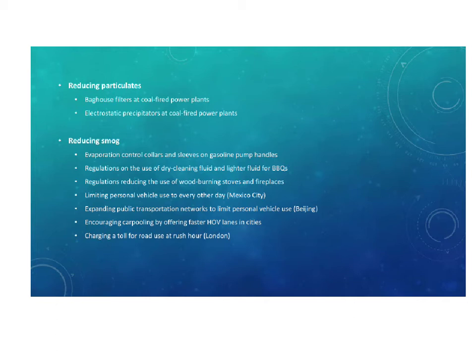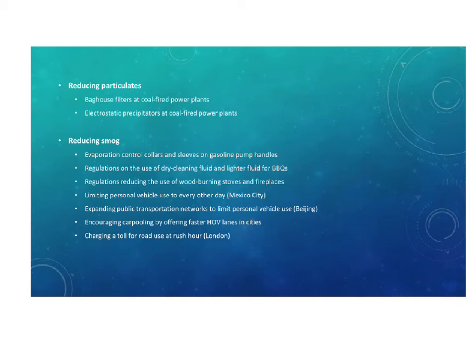So how to reduce smog? Evaporation control collars and sleeves on gasoline pump handles. If you've been to a gas station recently, you know that there are these collars at the base of the gasoline pump handle. There are also sleeves on a lot of them where you have to compress the sleeve as you stick it in your gas tank. All of those are evaporation control devices because gasoline is a VOC. So that stuff evaporates and it contributes to photochemical smog.